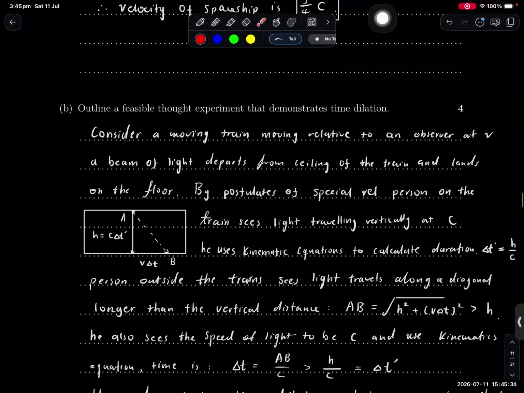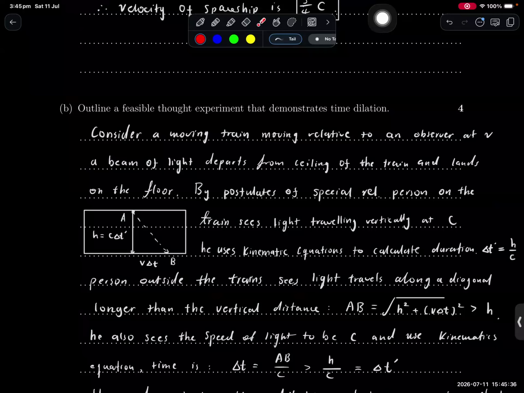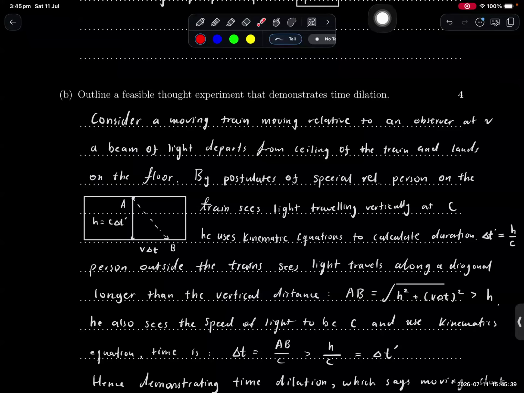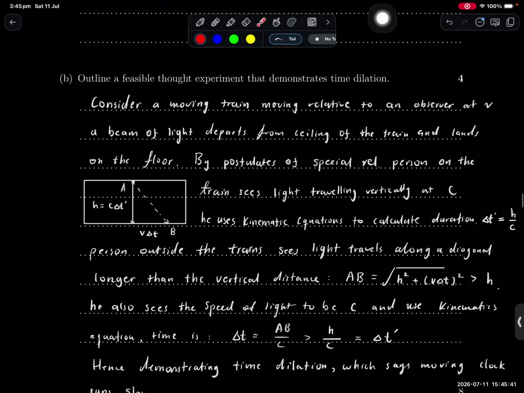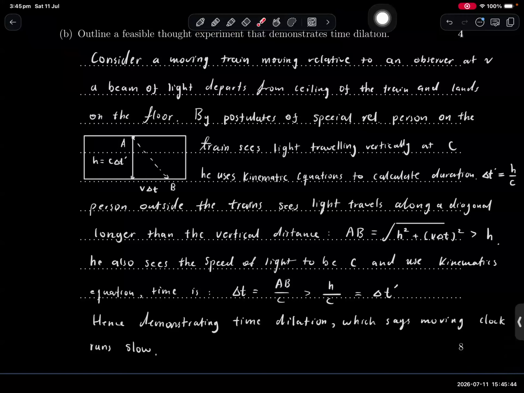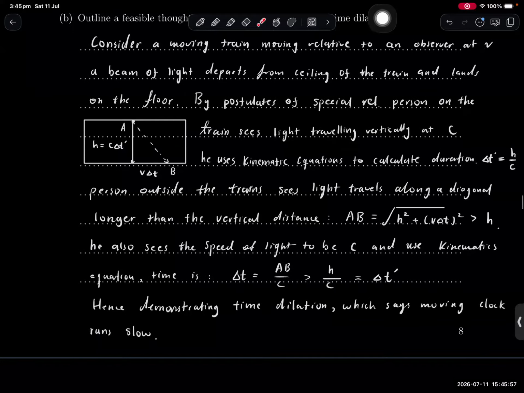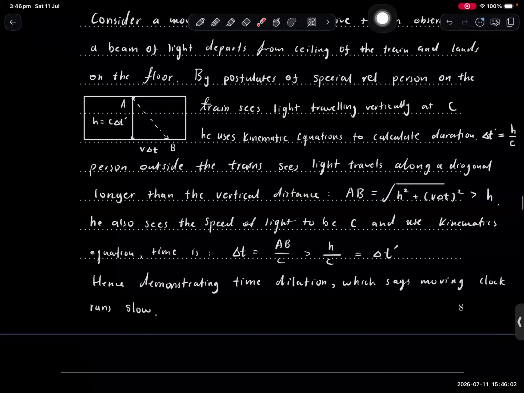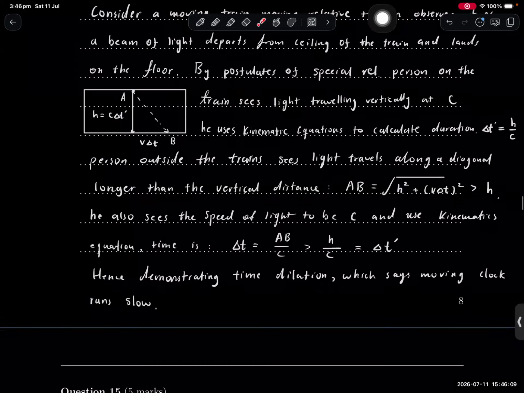Question B. Outline a feasible thought experiment that demonstrates time dilation. If you consider a train moving relative to an observer at v, this is the same exact thought experiment that is used in the lesson booklet. So you consider a moving train moving relative to an observer at v. A beam of light departs from the ceiling of the train and lands on the floor. By the postulates of special relativity, the person on the train sees light travel a vertical path to the floor.